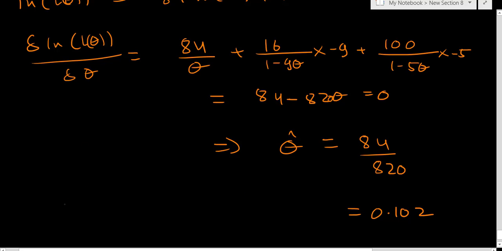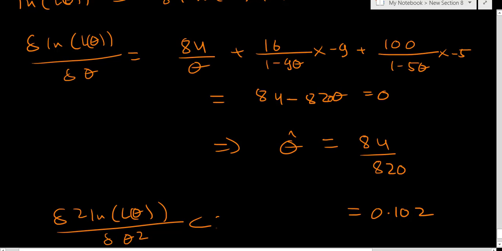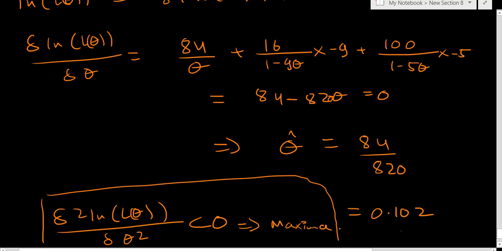And if you would take the second derivative, d2 ln L theta over d theta squared, this would surely come out less than 0. That would imply a maxima. I'm not doing these parts. I've already taught you how to do these. I'm giving you the results directly. So this is the value for theta that you need.